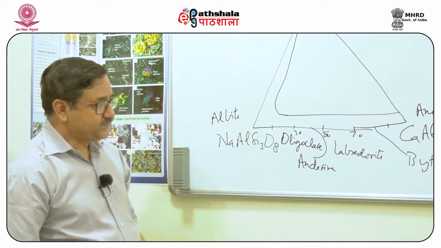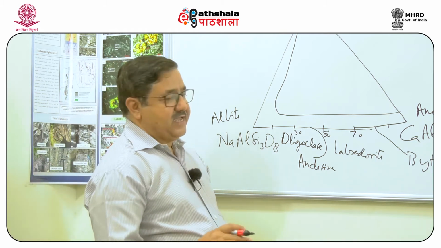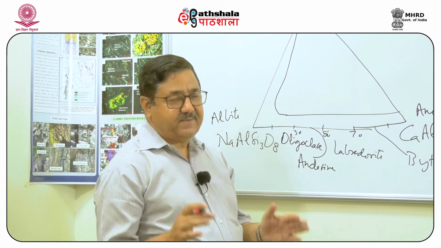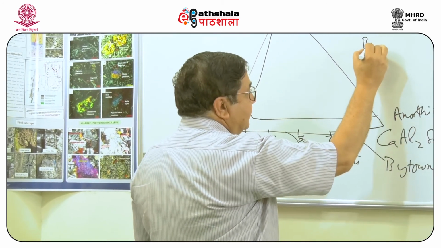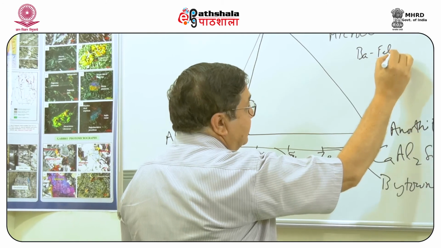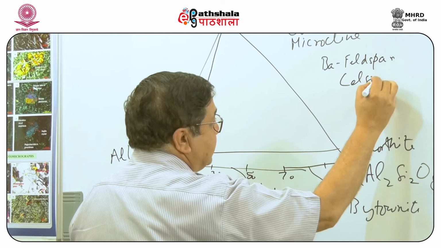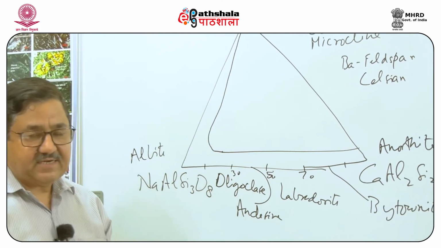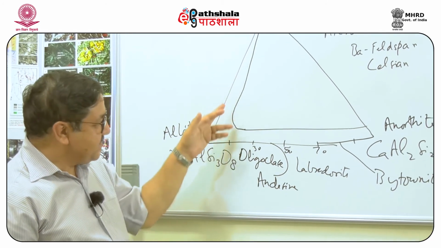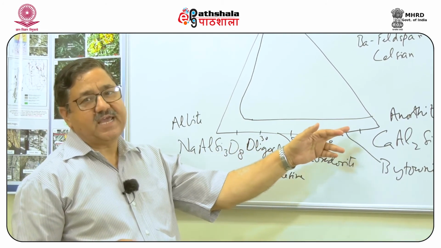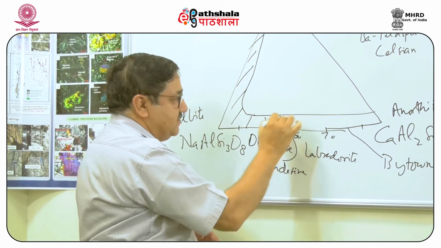Besides this, in some of the alkali feldspars there is a significant component of barium, and if that is present then that is known as the barium feldspar, which is known as celsian. These are the major varieties of feldspars. The temperature dependent substitution is represented by this area which I have shaded now.